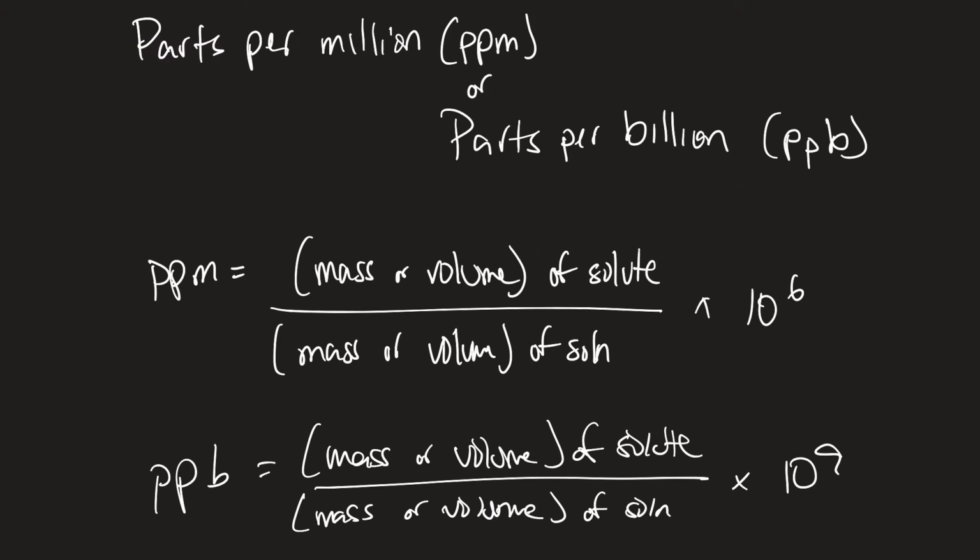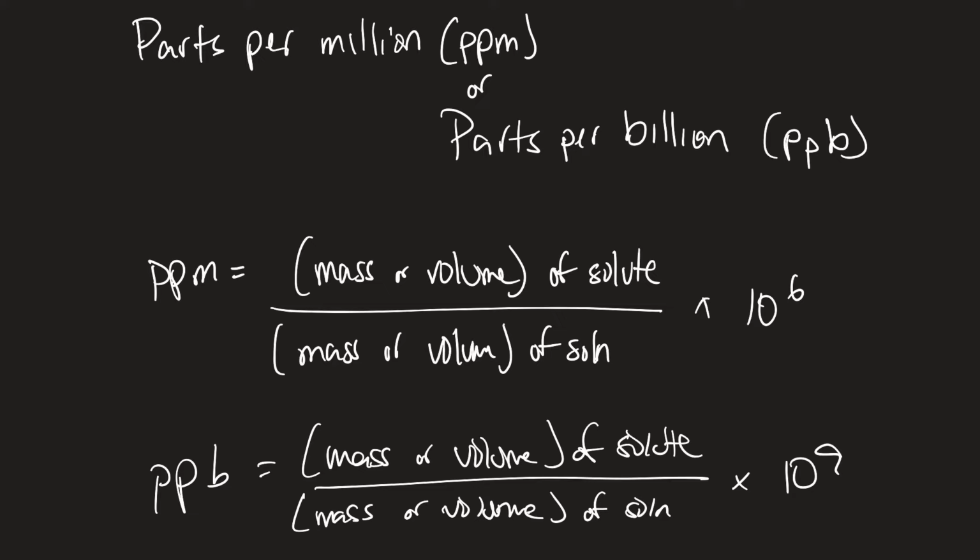The next unit of concentration that we're going to talk about is parts per million and parts per billion. Basically, it's a unit of concentration used when the concentration is really, really small. The parts can be in any unit, either mass or volume. The most important thing is that the units have to be the same for both the solute and the solution, so you cannot have a ratio between mass and volume.